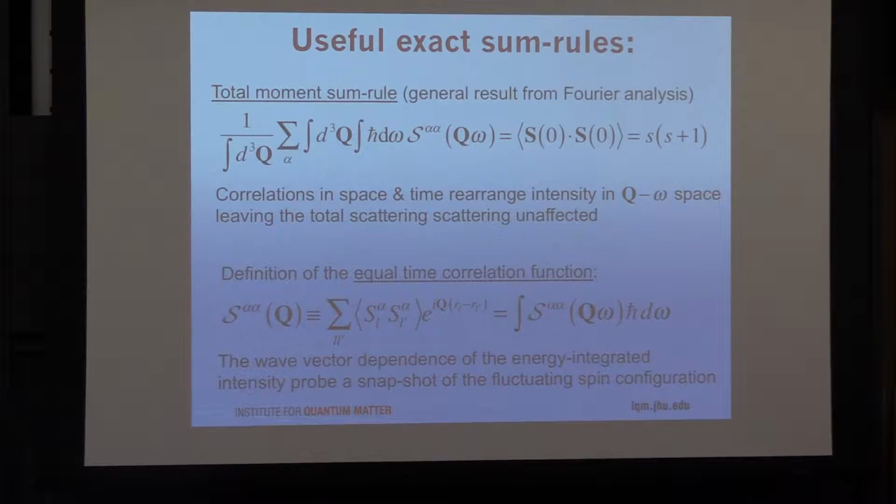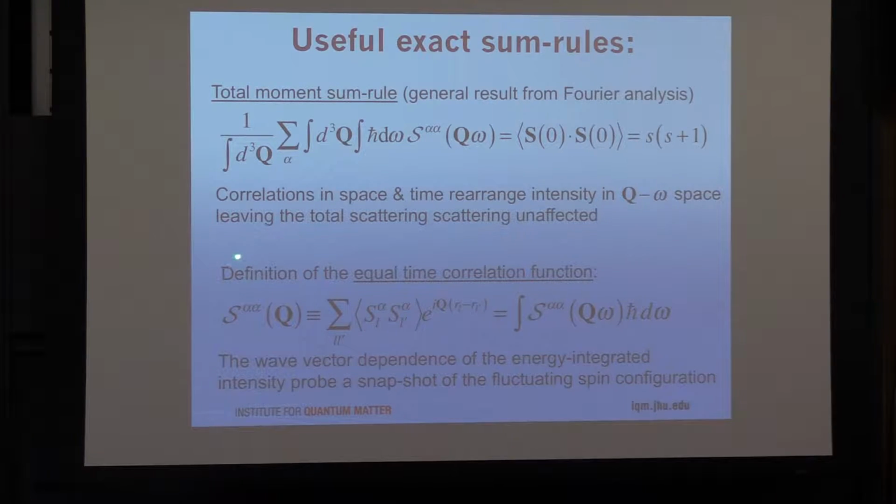That's some constant. And what happens as a function of temperature is that intensity is redistributing in different parts of momentum energy space. Maybe it gets collected into Bragg peaks, or maybe it goes into a singlet to triplet transition. But there's some finite amount of scattering that's going to be available when I'm thinking about an insulating spin system with a certain number of spin degrees of freedom per unit volume. Okay, so that's the total moment sum rule.